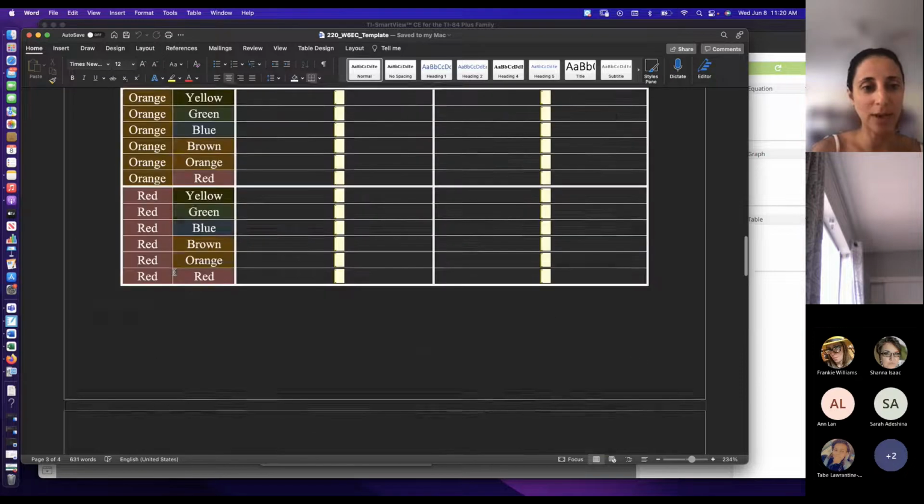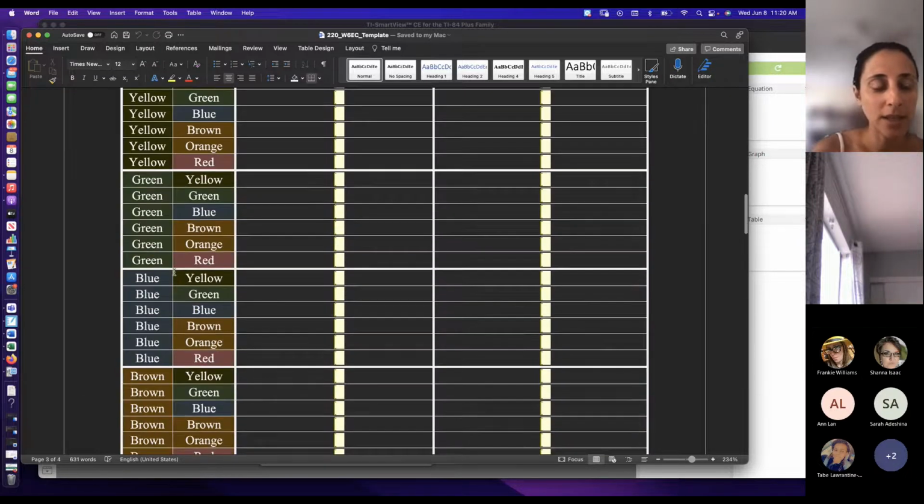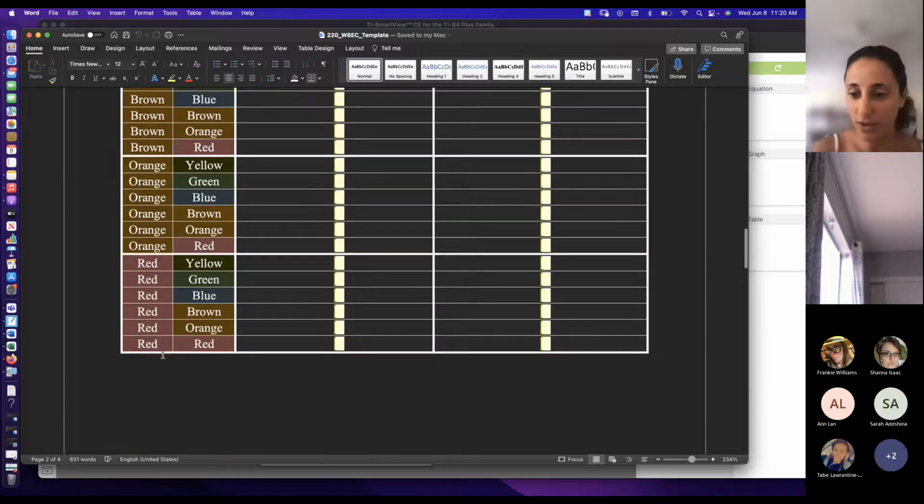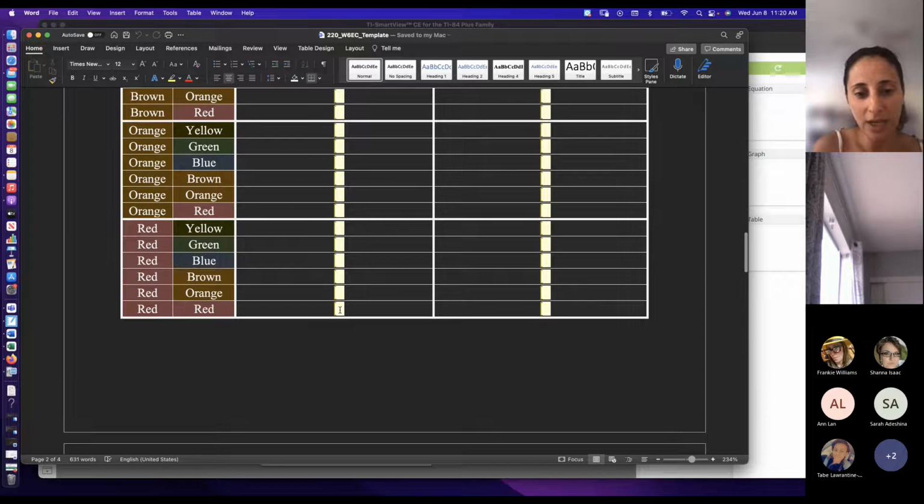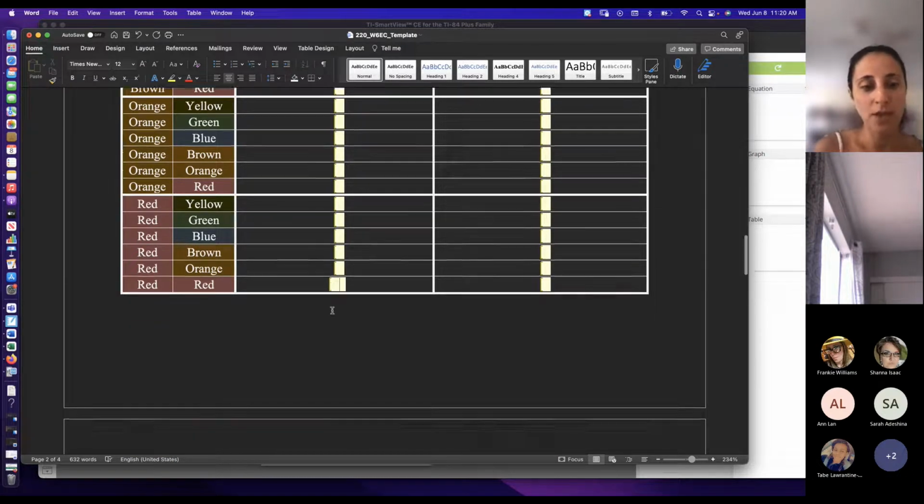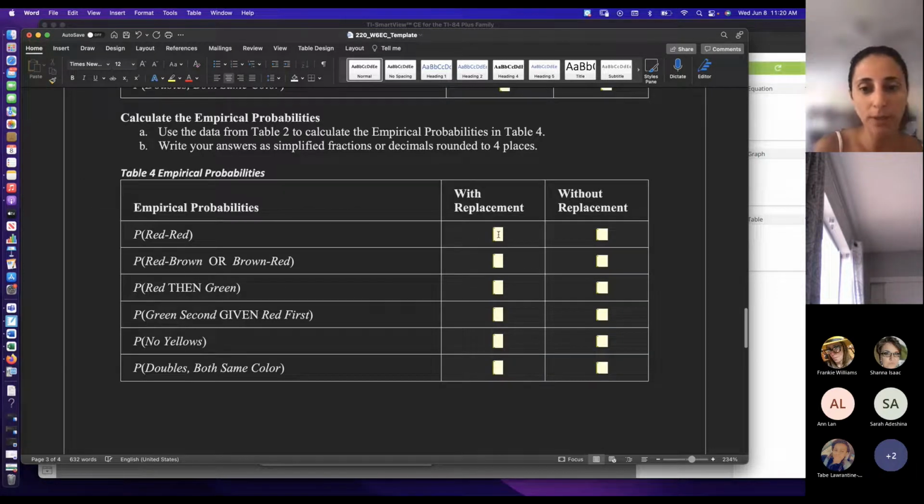So I would go to this table, and let's just talk about red and red for now. And I would go, how many red and reds did I get with replacement? Let's just start with replacement. And let's assume that I had 2 here, right? Assume I had 2 outcomes that were red and red. So then my empirical probability with replacement would be 2 out of the total 36. And then I'd probably approximate that.